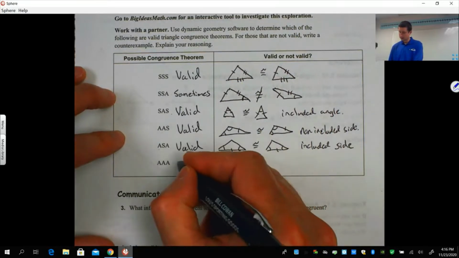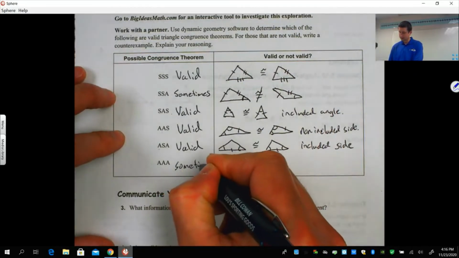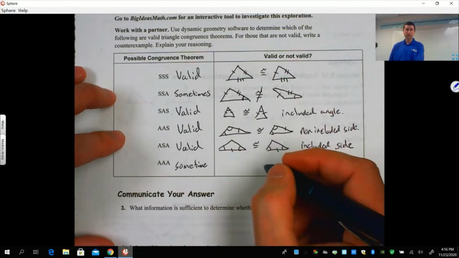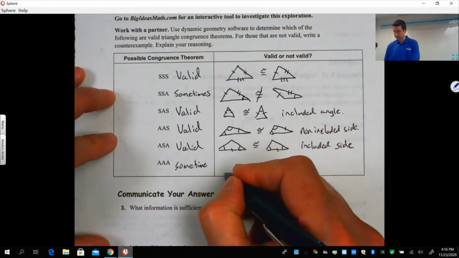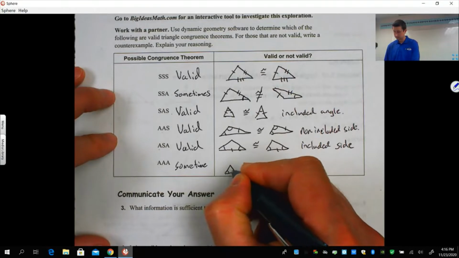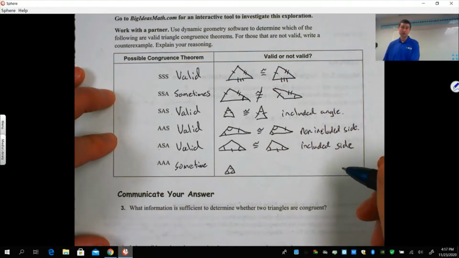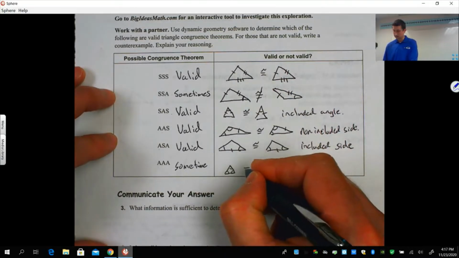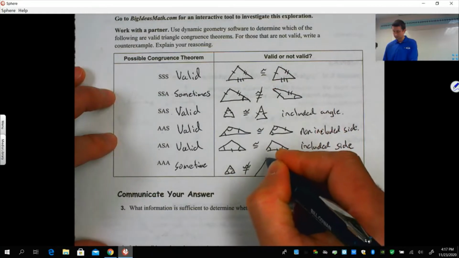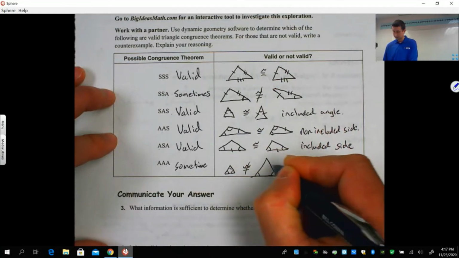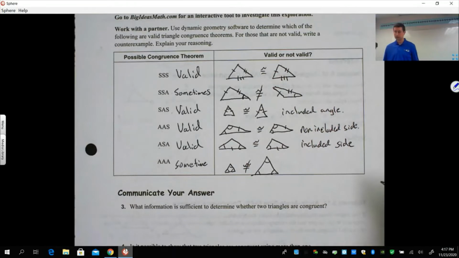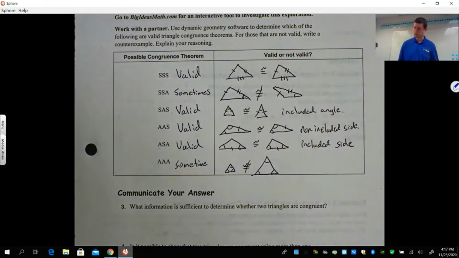Angle, angle, angle, this is a sometimes. This is a similarity one. Just because you have the same angles doesn't mean it has to be the same size, but same shape. Think of an equilateral triangle. Okay, all equilateral triangles have 60 degrees, but not all equilateral triangles would have lengths of 5 inches or whatever.